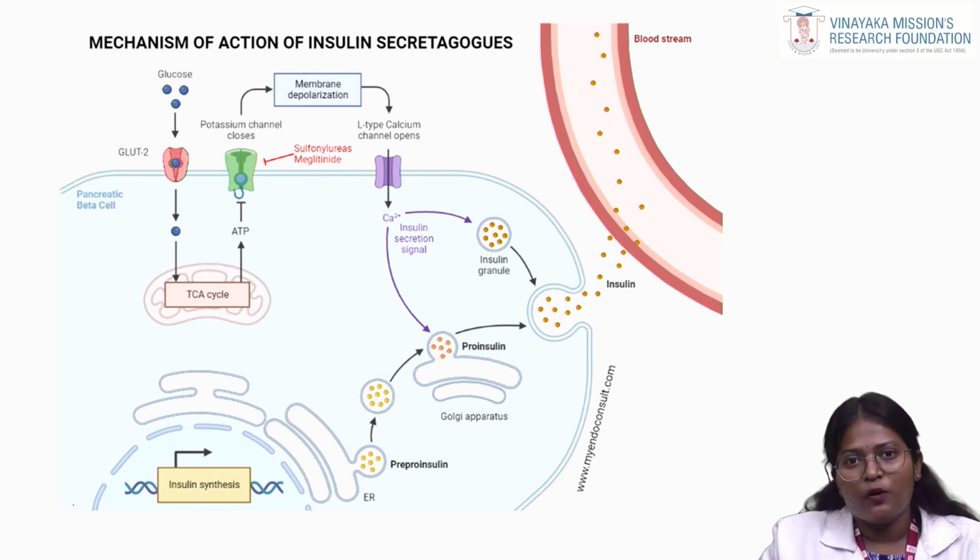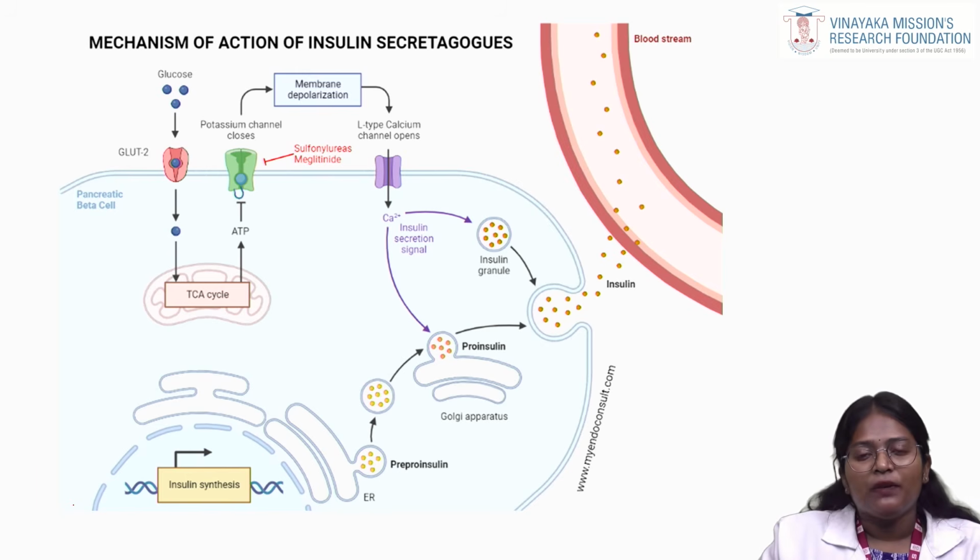ATP is adenosine triphosphate, that is we will be calling it energy. After the energy, that is ATP, is produced, this ATP will be closing the potassium channel. So as I told before, it is the ATP sensitive potassium channel.